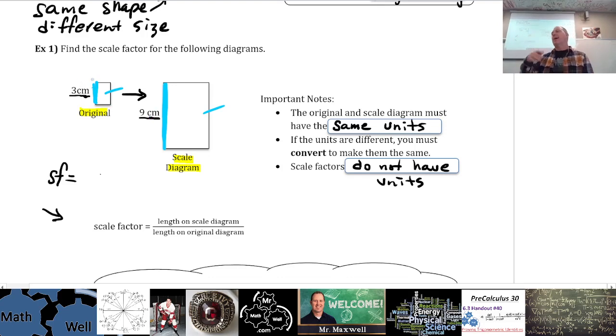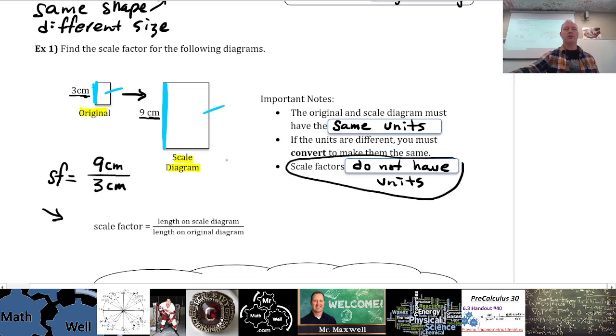Which one is it? I always put the scale factor measurement on top. Very good. So 9. And yes, you can include your units. I will not require you to include your units because, as you know, the scale factor will have no units and therefore they will cancel each other out anyways. So as long as you're sure that they're the same in the diagram, normally you won't have to write your units in showing your work here. But this is going to simplify. The centimeters will divide out, and 9 divided by 3 is going to be 3.